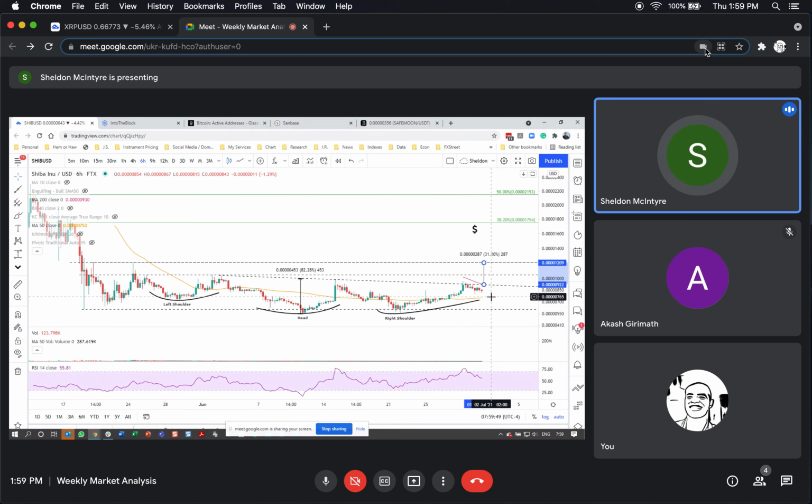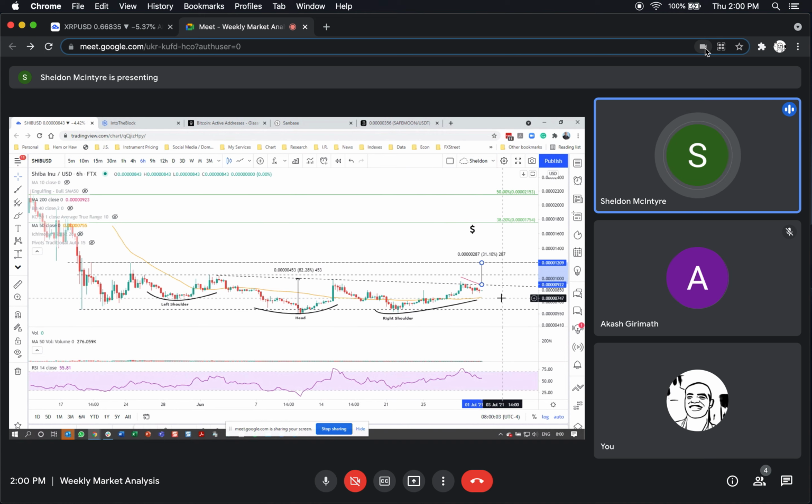Otherwise, we could even see this pull back into the 56-hour simple moving average, which comes in at about 753. So in general, I'm tilted bullish on this. I think it's been a long bottoming process, but the 50-day moving average is going to be a bit of a stumbling block in the short term here.